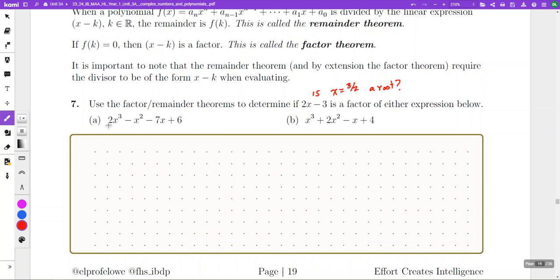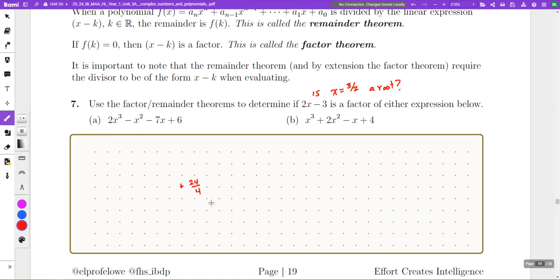a root? Well, for the first one, if x equals 3 halves, we have 2 times 3 halves to the third power minus 3 halves to the second power minus 7 times 3 halves plus 6. So that's going to be 2 times 27 over 8 minus 9 over 4 minus 21 over 2. And looking at this, it seems like having a common denominator of 4 will be easiest.